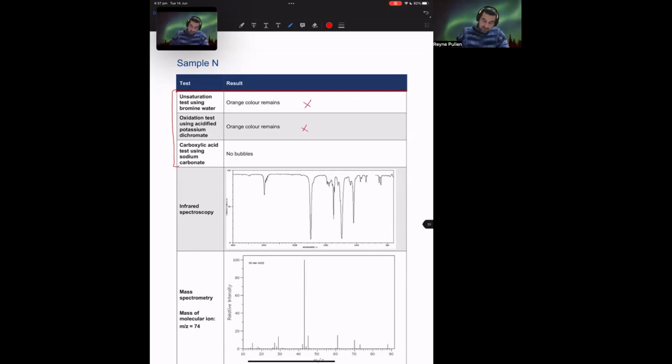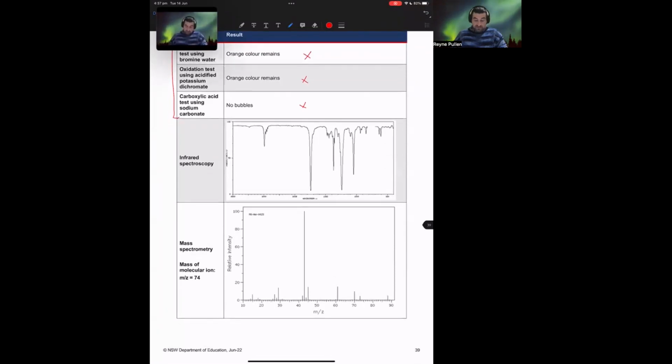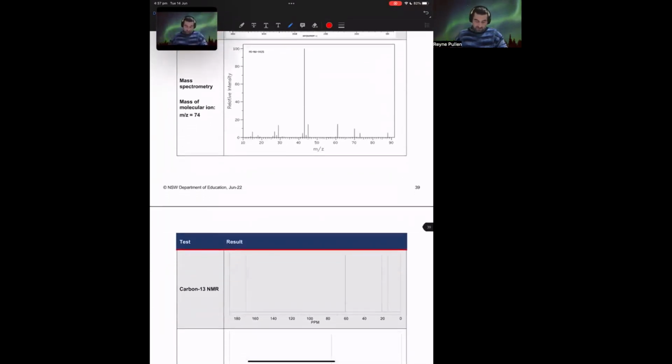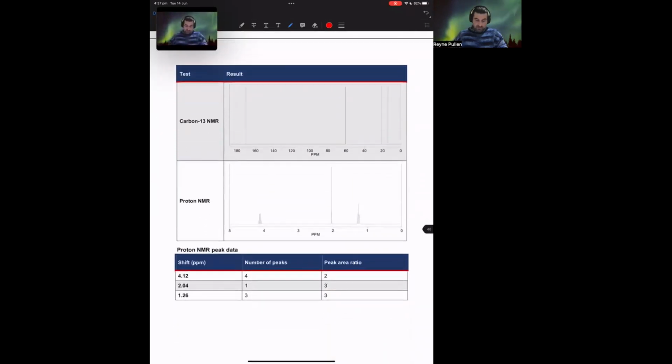So that tells us that we're not looking for any double or triple bonds. We're not looking for any alcohol or aldehydes. And we're also not looking for any carboxylic acid. Now, this doesn't rule out everything, but it tells us that those won't be present. As with before, I tend to skip IR and mass spec, and I'll come back to those afterwards. So let's jump on down to our carbon and our proton first.